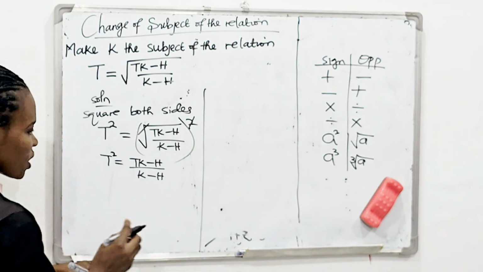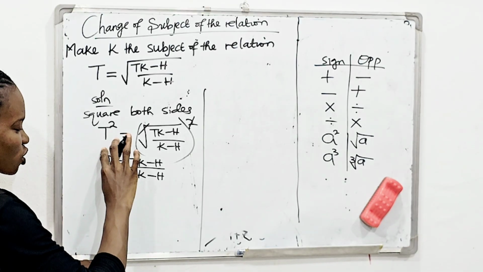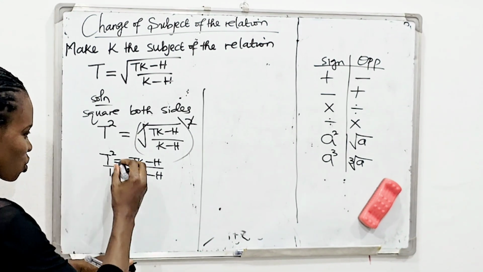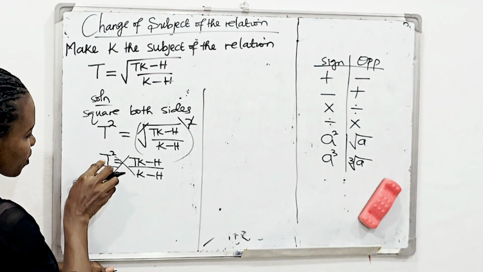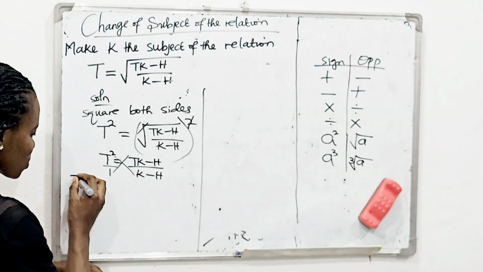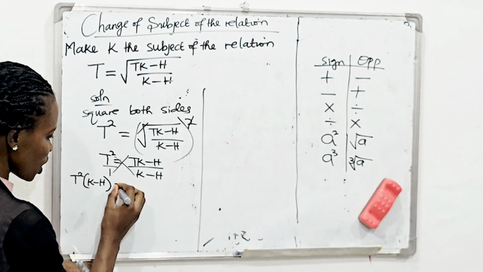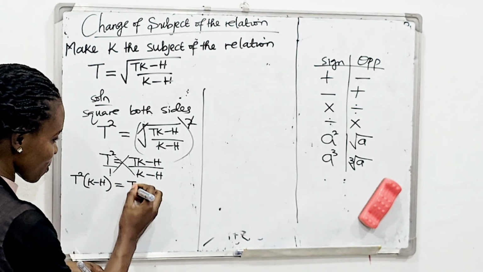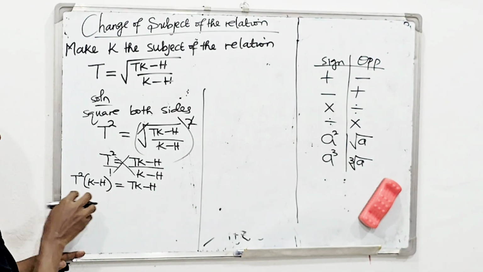Alright. So the next thing I'm going to do, let me make this over 1 to balance. If you have a fraction and it equals another fraction, the best way to make it linear is to cross multiply. So I'll cross multiply. If I cross multiply, we have this multiplied by this equals this multiplied by this. So let's do it. t squared multiplied by k minus h equals 1 times this. 1 times anything is the same thing, so I have this.